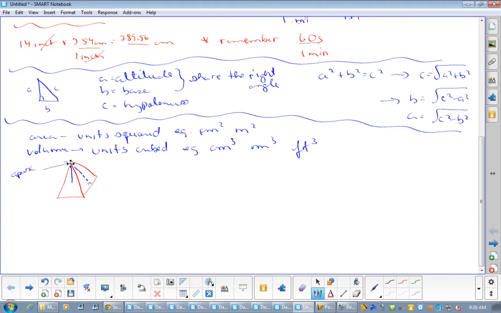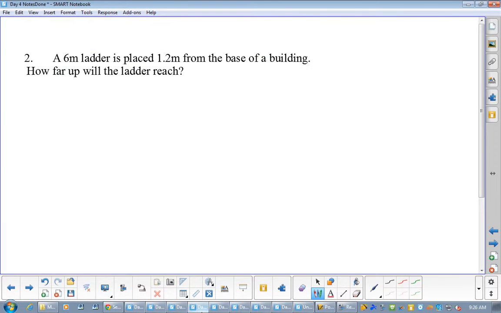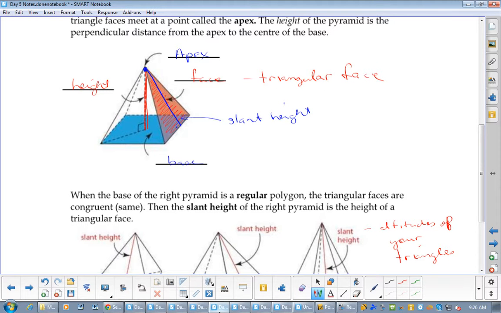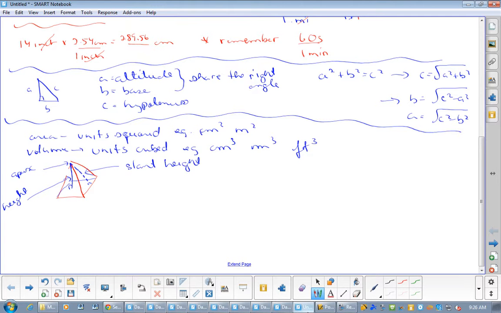Okay, we've got this, and then we've got these. These are two different things we don't want to get mixed up, right? Okay, what's this? Slant height. What about this? Height. Okay, anything else? We got base, we got face maybe. Put that on. Face, base.